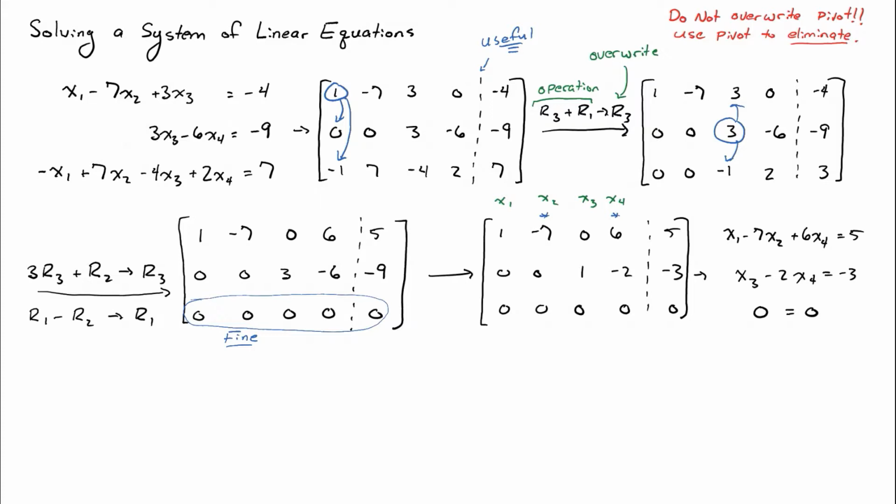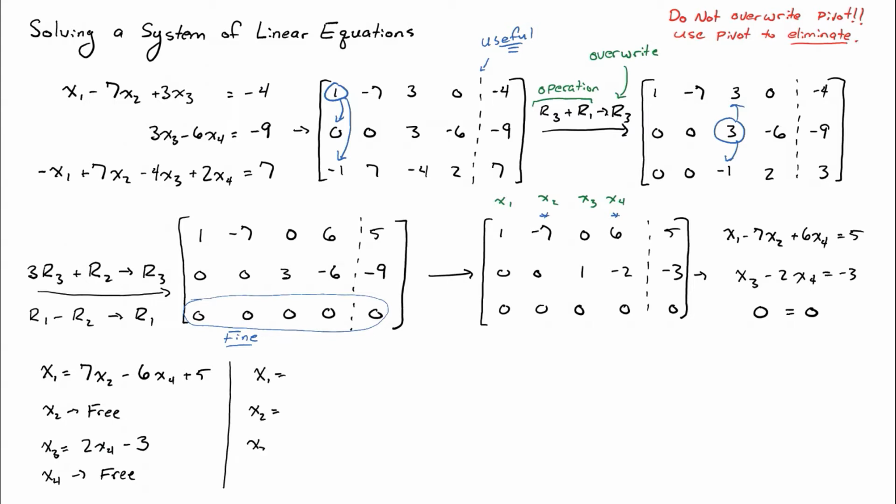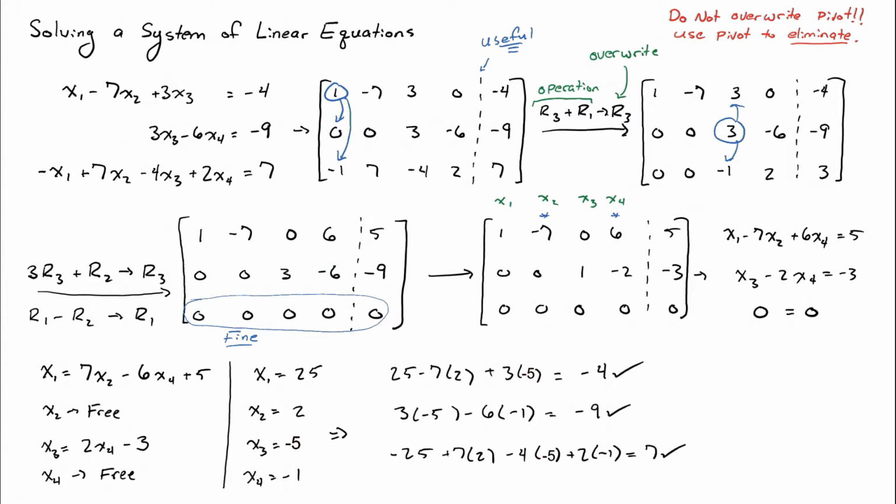Let's find out what that means. Solve each equation for the pivot. Notice there's only one pivot in each equation. That will always happen. Since x2 and x4 are free variables, they can be whatever they want to be. Let's say x2 is 2 and x4 is minus 1. Then x1 is 25 and x3 is minus 5. Plug these into the original equations, and we'll see this is a valid solution. Any numbers you pick for x2 and x4 will work. That's why they're called free variables.